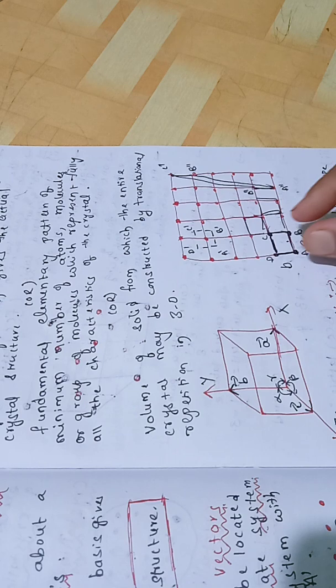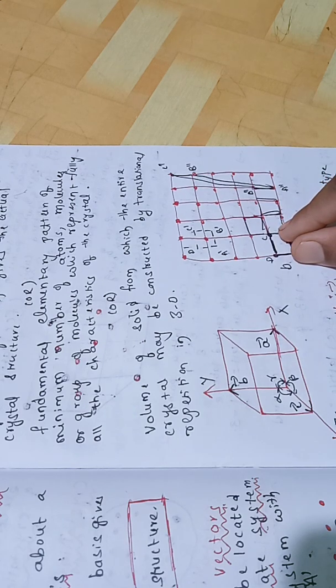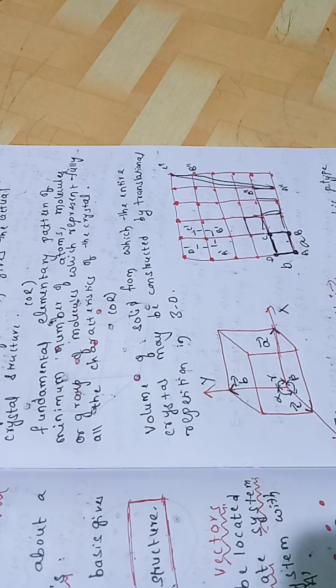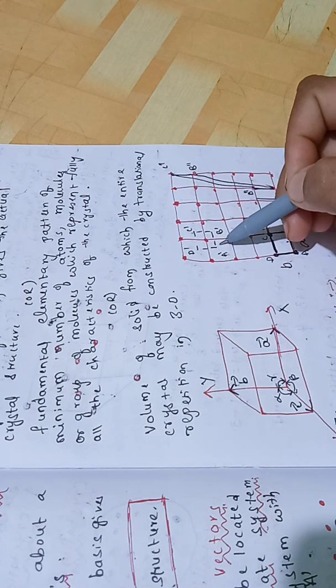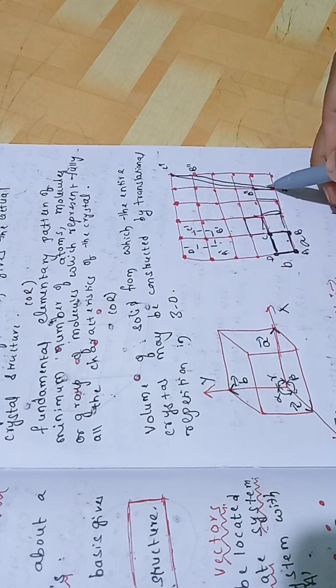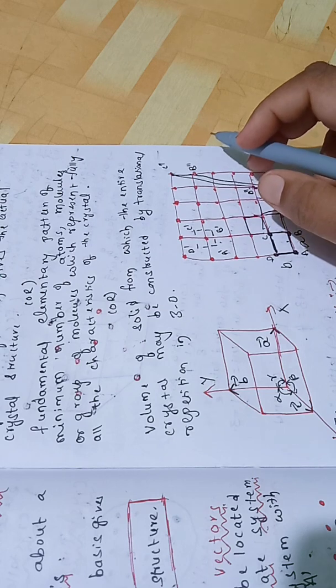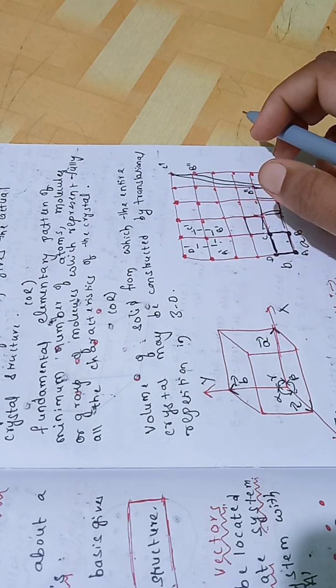So this fundamental unit ABCD, we call it the unit cell. If this cell repeats regularly, it gives rise to the actual crystal structure. In such a way also we can take A double dash, B double dash, C double dash, D double dash.